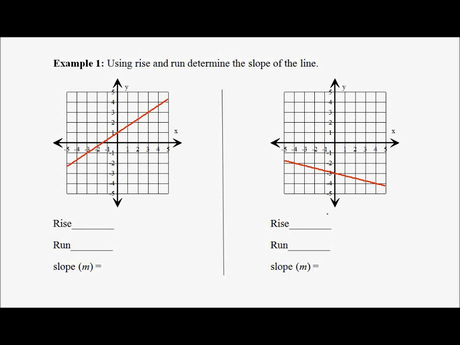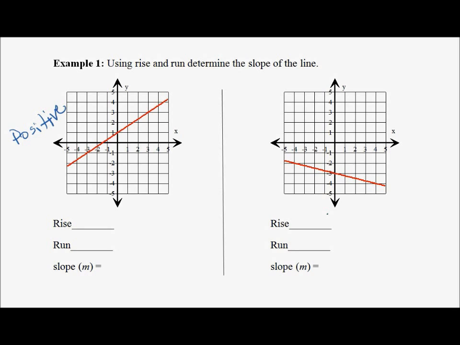If you look at the first one, the first thing I want to determine is whether the slope of the line is negative, positive, undefined, or zero. Well, when I look at it, as the line goes from left to right, the line goes up. So I know that it's a positive slope. Whatever answer I come up with, I know that it's going to be positive. So now I need to calculate my rise and my run.